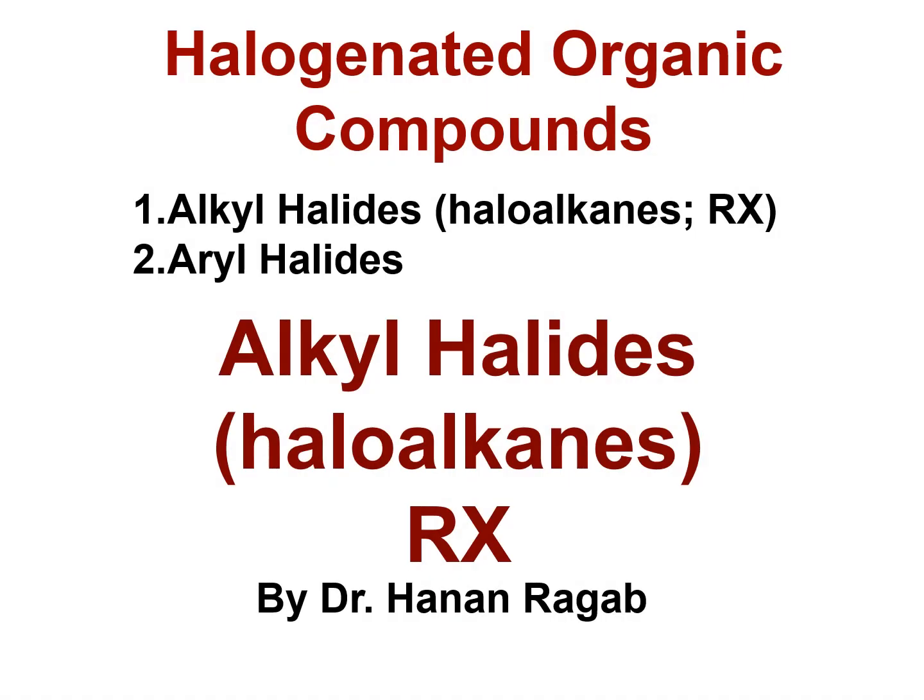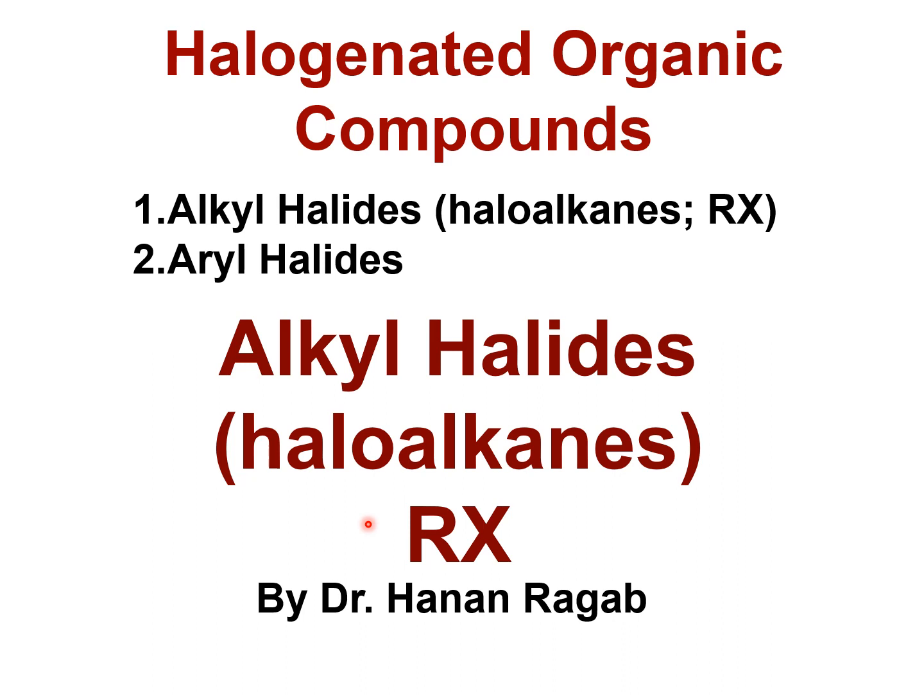Good morning, everyone. Today, in this video, we will start discussing a new topic, which is the halogenated organic compounds. Halogenated organic compounds can be classified into either aliphatic compounds, which are the alkyl halides or the haloalkanes, and aromatic compounds, which are the aryl halides. You can have the halogen directly attached to a benzene ring, and these are the aromatic aryl halides, and they will be discussed in full detail in another video.